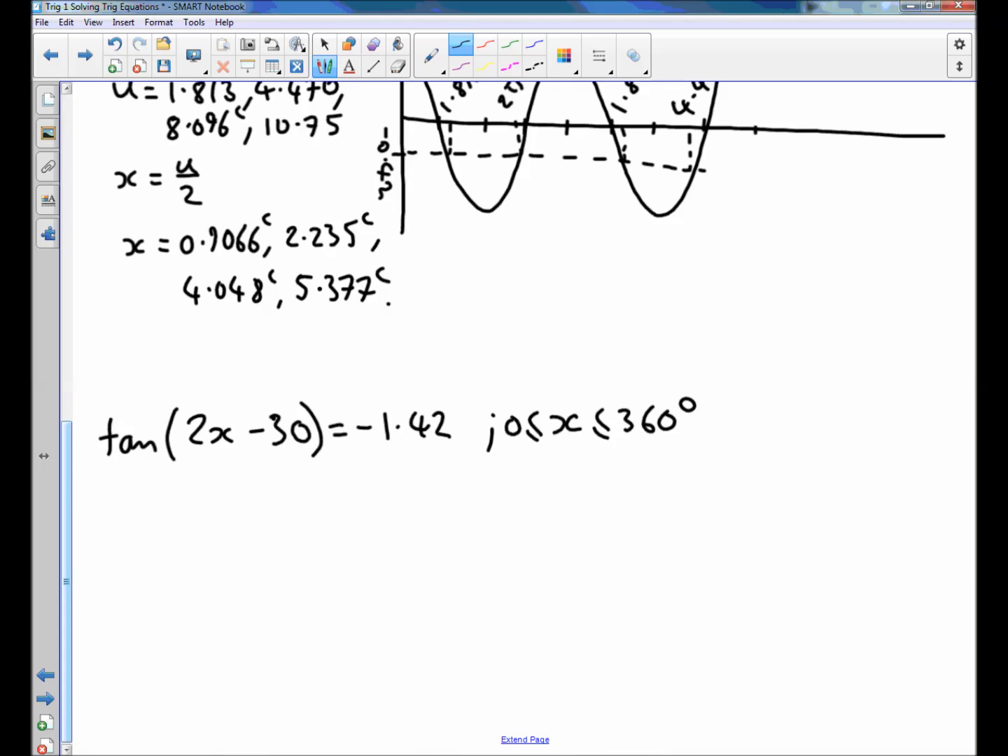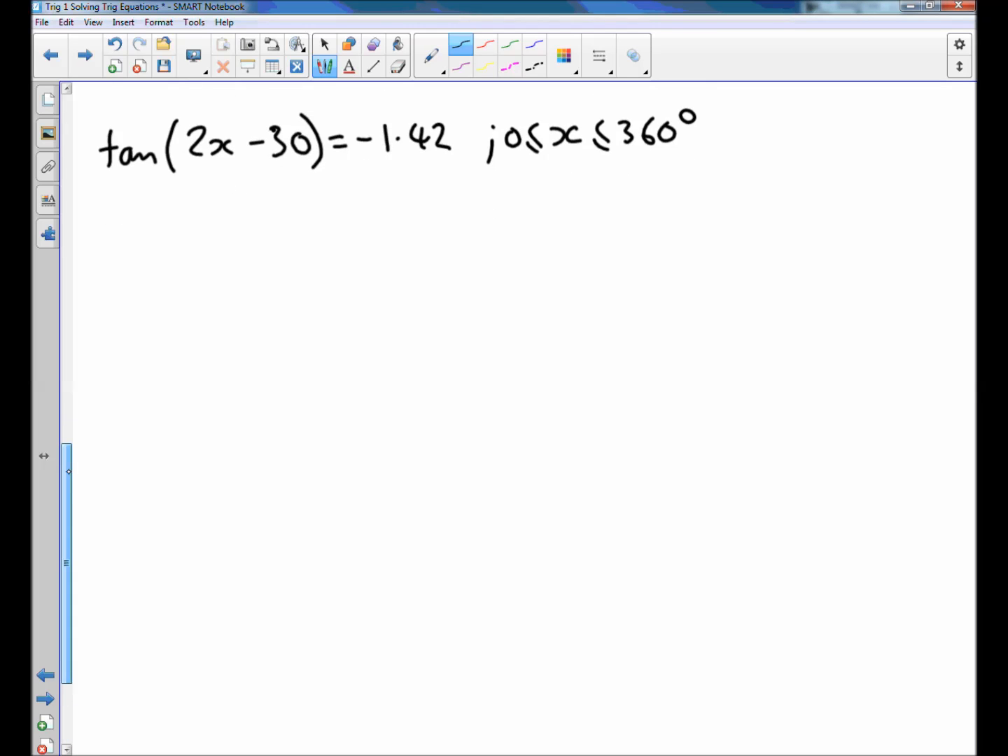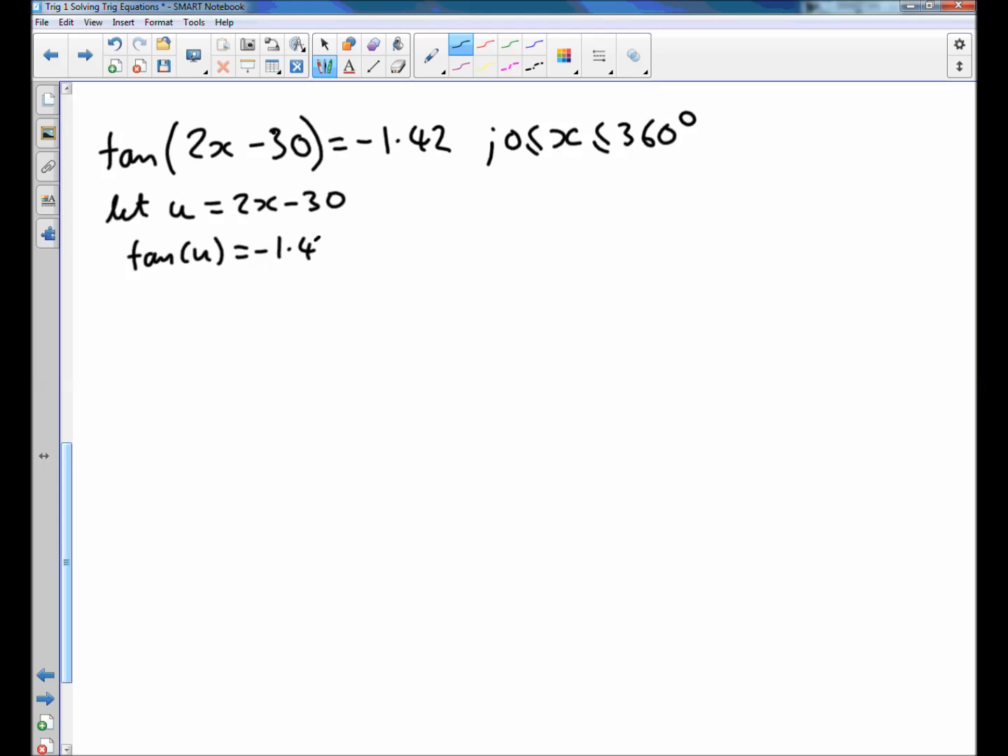Let's see about combining those into a trig function that's been both stretched and translated. So we've got tangent of 2x minus 30 equals minus 1.42. And I'm going to solve it in exactly the same way as I solved the others. I'm going to say let u equal 2x minus 30. So I've got tangent of u equals minus 1.42.